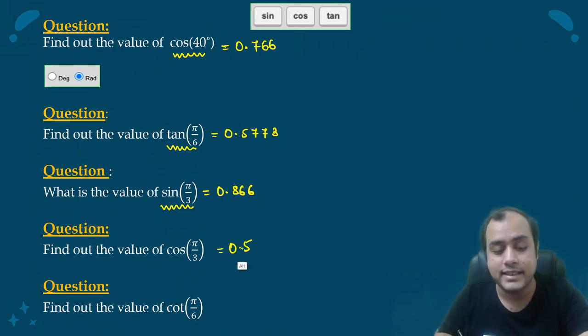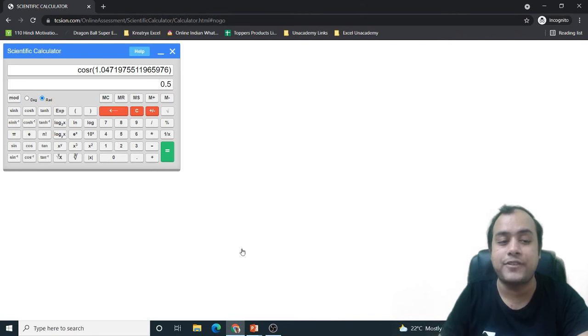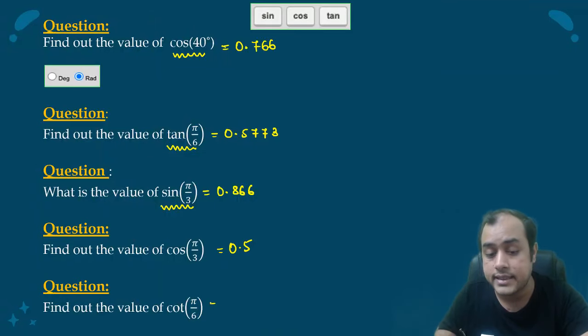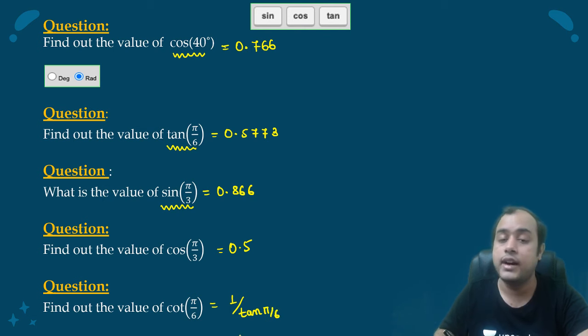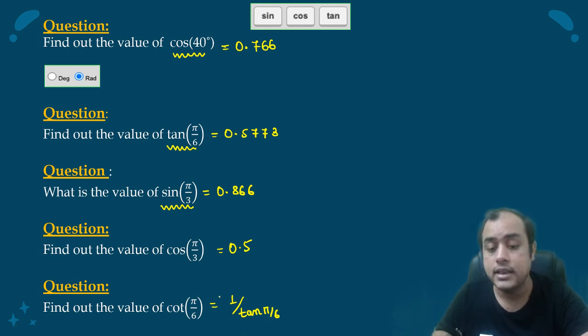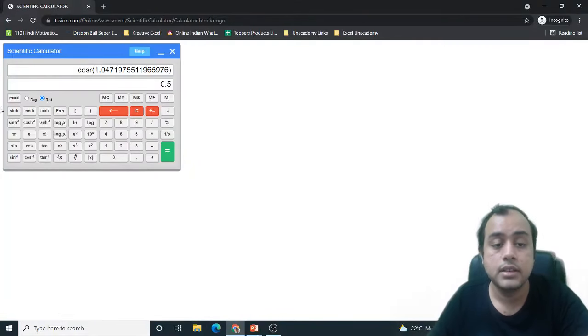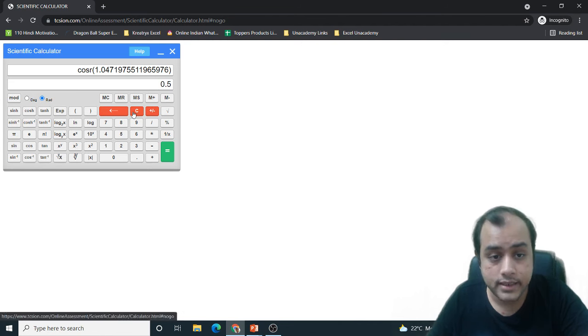Cot pi by 6. Now I don't have a cot function here. What I have is only sine, cos, tan. So for cot pi by 6, I need to evaluate it as 1 upon tan pi by 6. Now how will I be able to do it? So let us see.